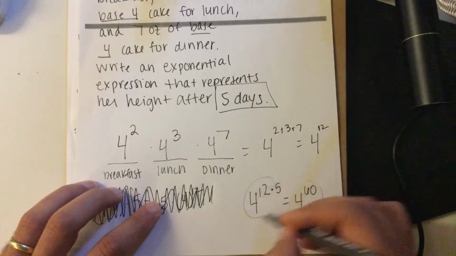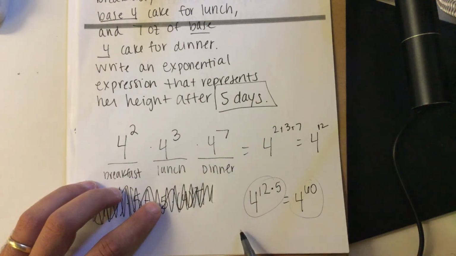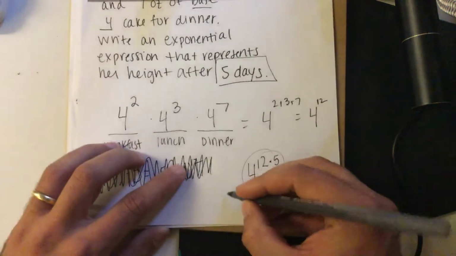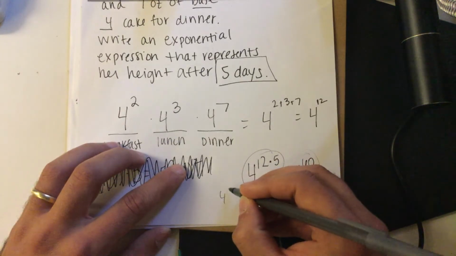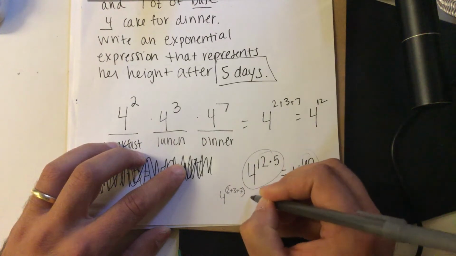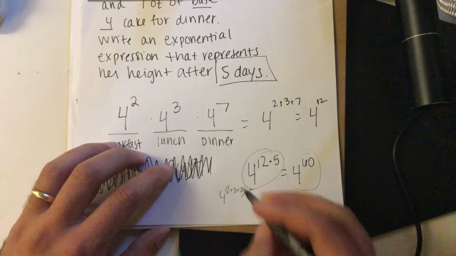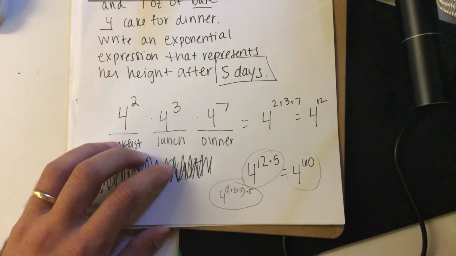So this is an acceptable answer. This is also an acceptable answer because this tells me that it gets multiplied by 12 in one day, and that's 5 days. Another acceptable answer would be writing 4 to the 2 plus 3 plus 7, and we know that happens in one day, so we're going to group it together, and we know we're measuring for 5 days. This is also an acceptable answer.